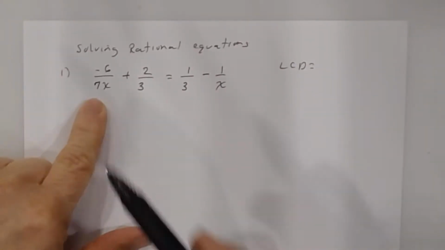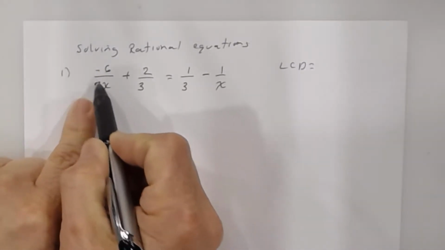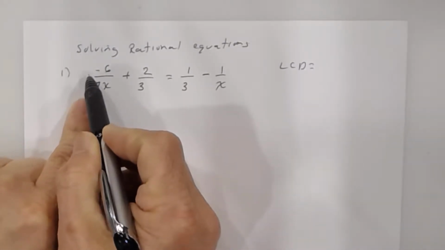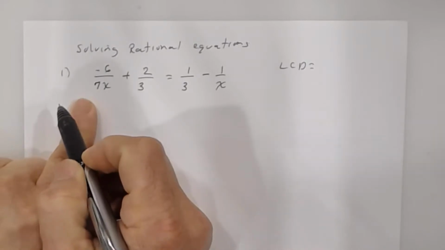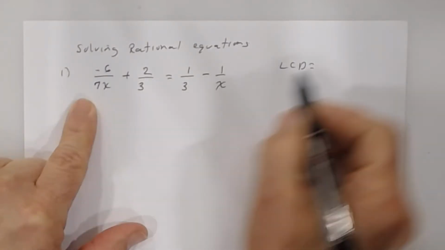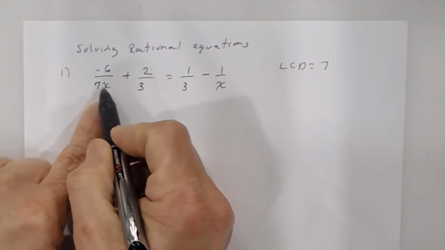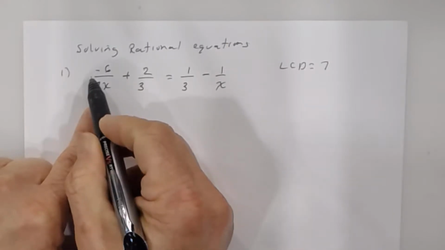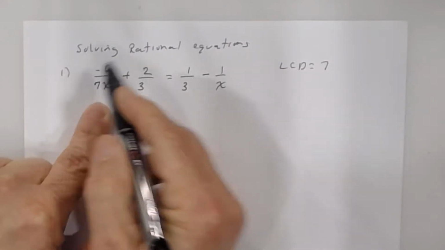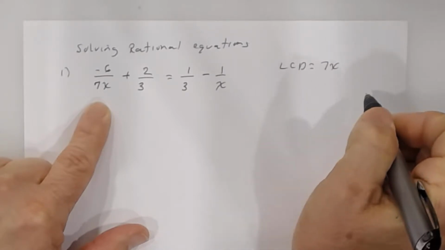And the reason I have to include it is because if I want to make this a 1, then I've got to multiply it by what? 7. So it can reduce. So I need a 7. If I want to make this x a 1, then I got to multiply it also by what? X. So I need 7x as part of my LCD.